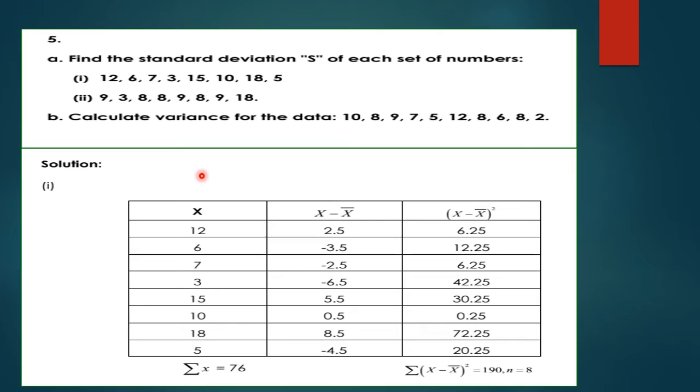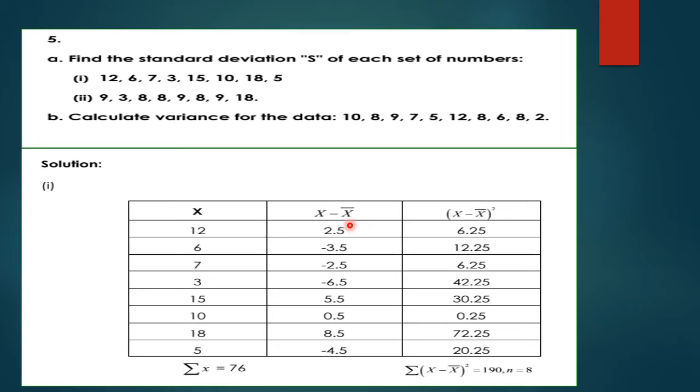Question number 5. Find the standard deviation s of each set of the numbers. These are the two sets of values. Calculate the variance of the data also. First we will find x. The first part is x, which is 12, 6, 7, 3, 15, 10, 18 and 5.